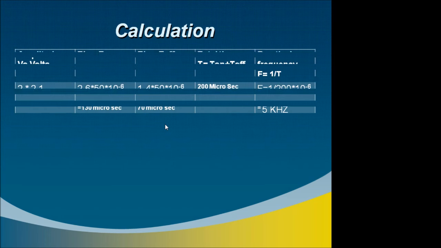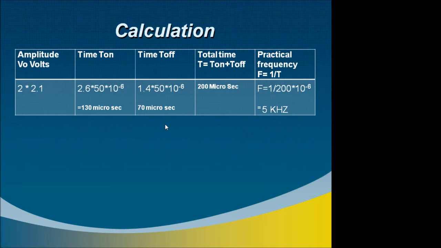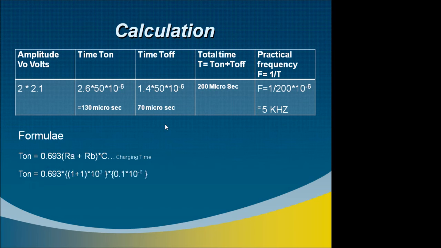Calculation. We have shown that tabulation in the demo. Now, using these values, we will apply the formula T on equal to 0.693 into (RA plus RB) into C. This is the formula for charging time. Applying these values, T on equal to 0.138 into 10 power minus 3. Then T off is 0.693 into RB into C, that is discharging time. Applying these values to this formula, T off equal to 0.069 into 10 power minus 3.